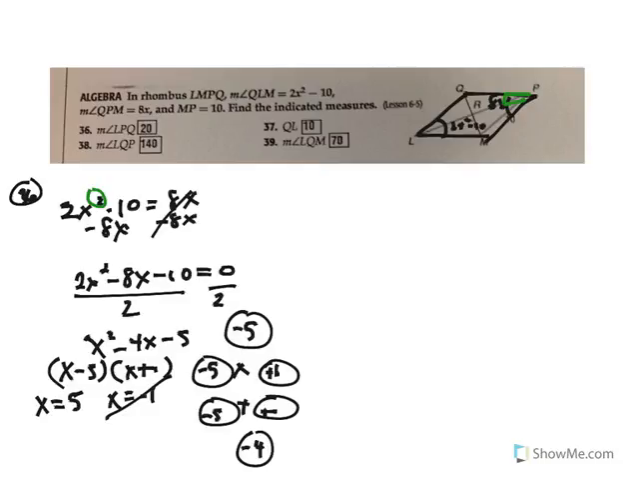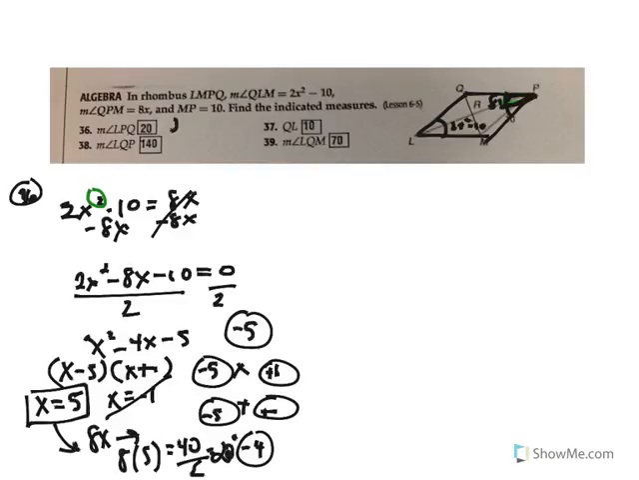Now I want to find the measure of LPQ, so I'm going to substitute x equals 5 into the measure of angle QPM, which is 8x, so I substitute and I get 40. But then I want to find half of that angle, 8x. I want to find this half. So I divide it by 2 and I get 20 degrees. So 20 degrees. Number 37 is super easy.